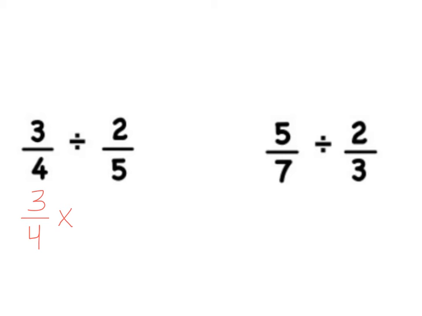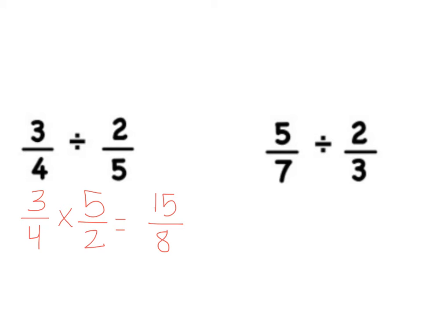The reciprocal of 2/5 is, excellent. Now, to solve this problem, all we do is we multiply straight across. Top times the top and bottom times the bottom.